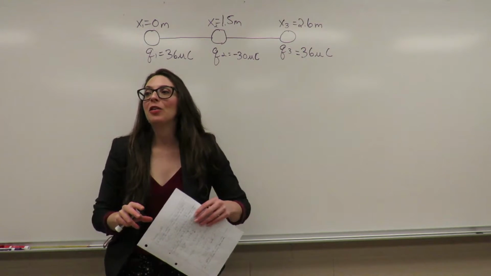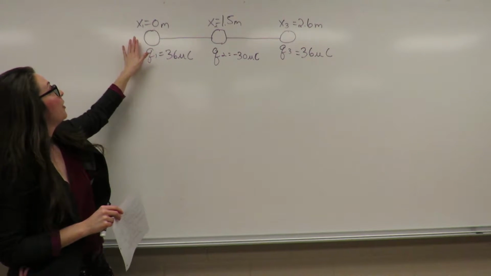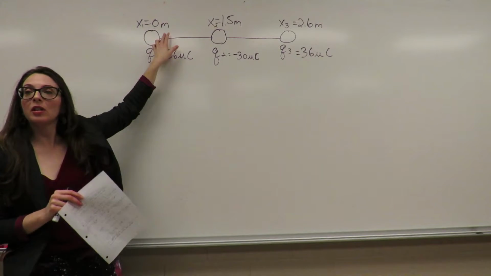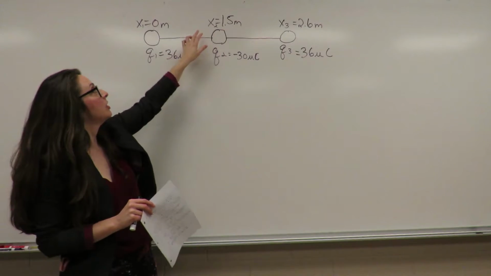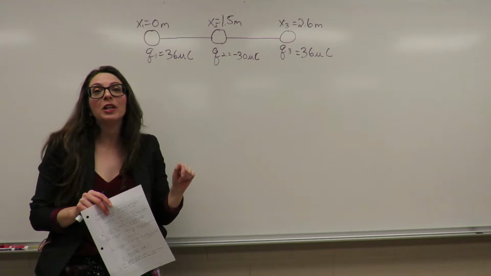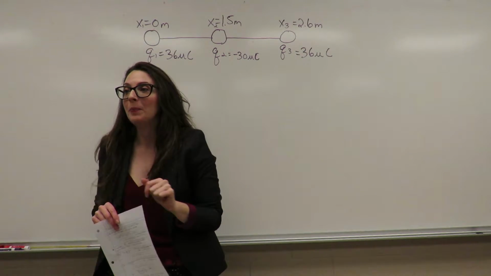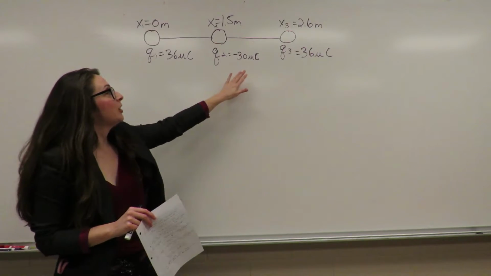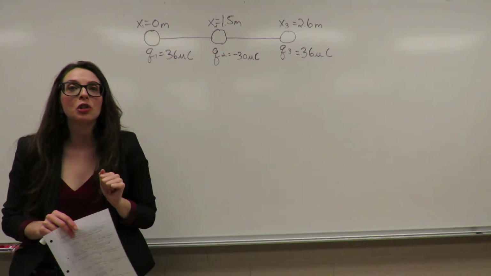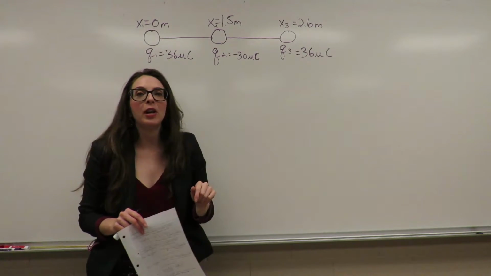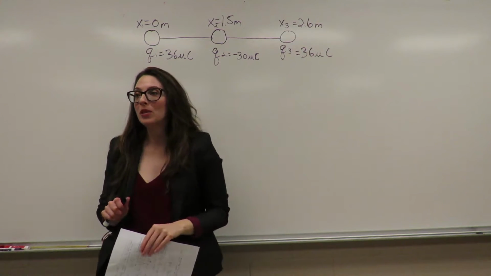So suppose we had three charges in line on the x-axis. The first charge is at a position of 0 on the x-axis, so it's sitting at the origin. Our second charge is at a position of 1.5 meters from the origin, and our third charge is at a position of 2.6 meters from the origin. Each of our charges has a different amount of charge. The first one has 36 microcoulombs of charge. The second one has negative 30 microcoulombs of charge. And the third one has 36 microcoulombs of charge.